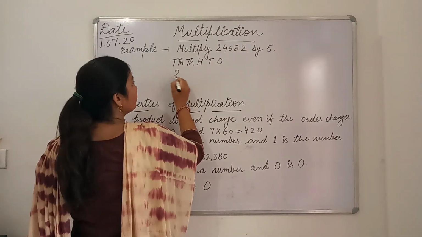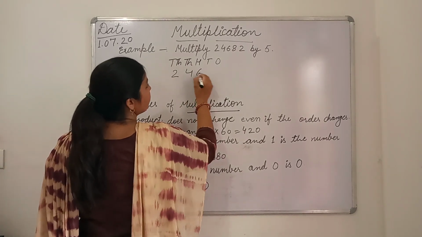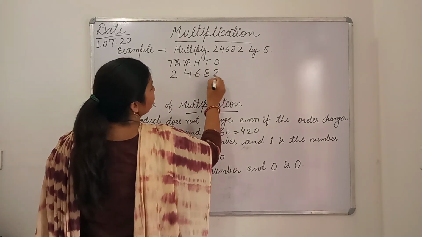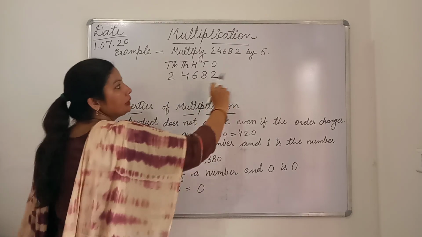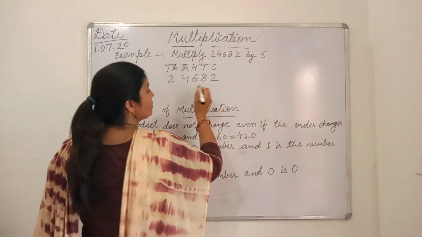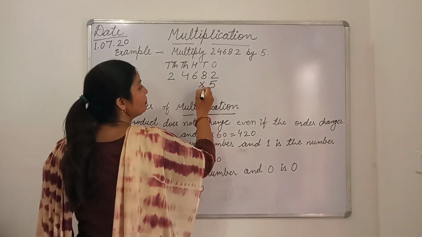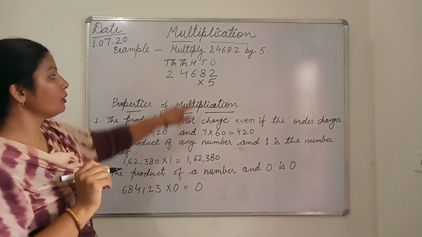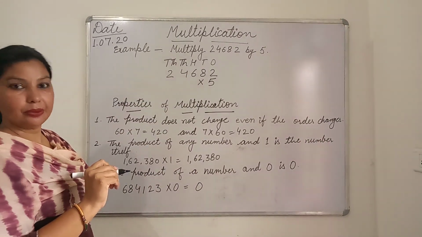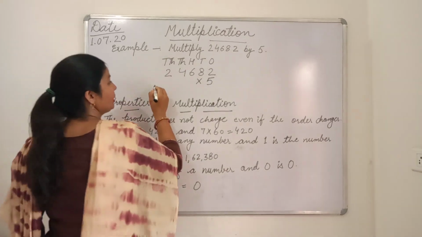Now here is 24,682. Multiply by what? Multiply by 5. So we should write here multiply by 5. We should put here the multiplication symbol. This is the symbol of multiplication. Okay. Now we should multiply.